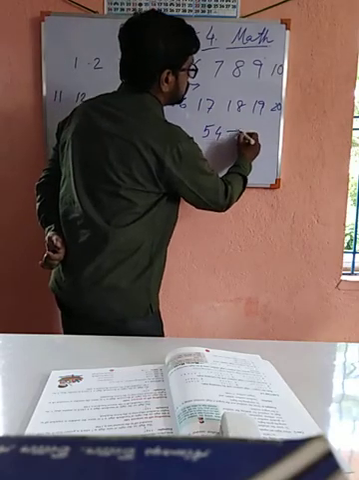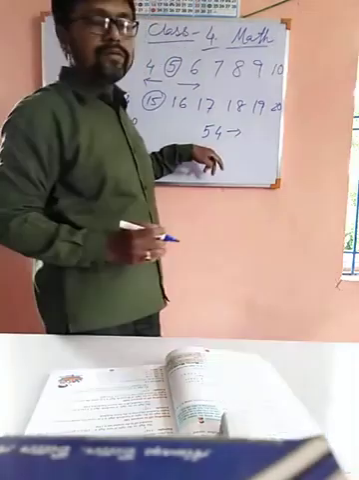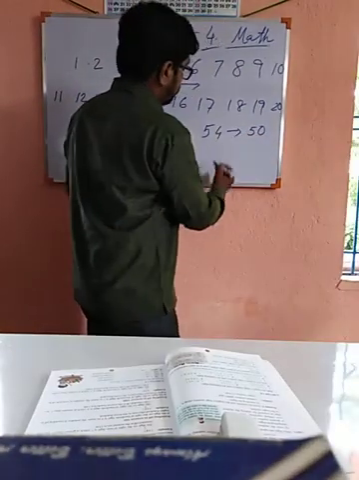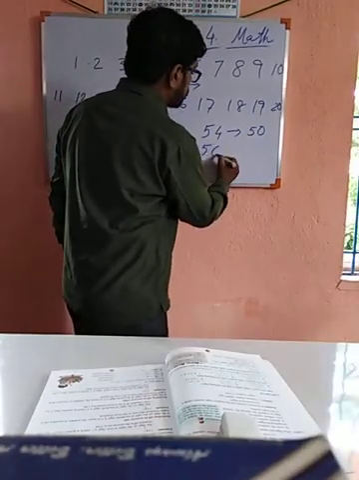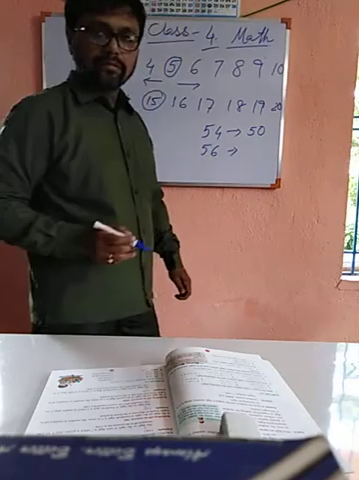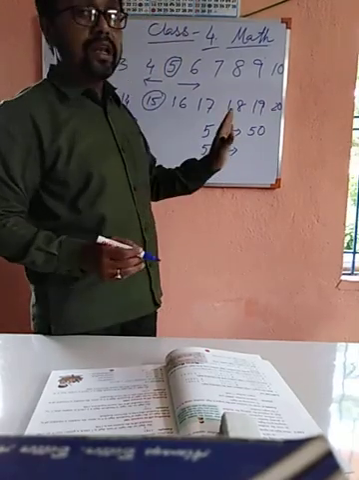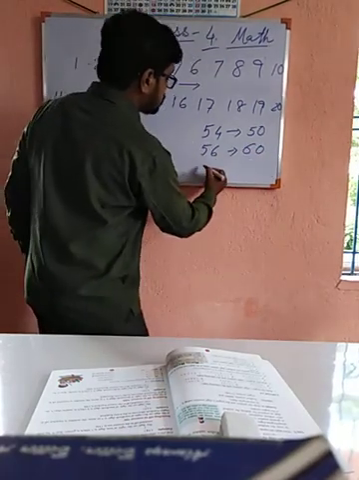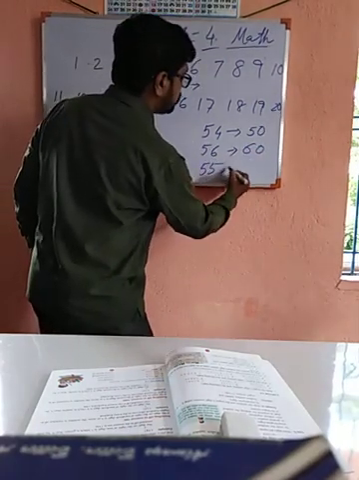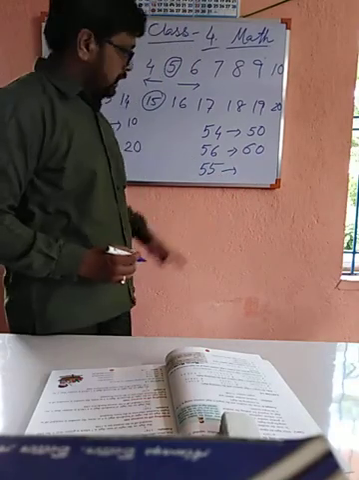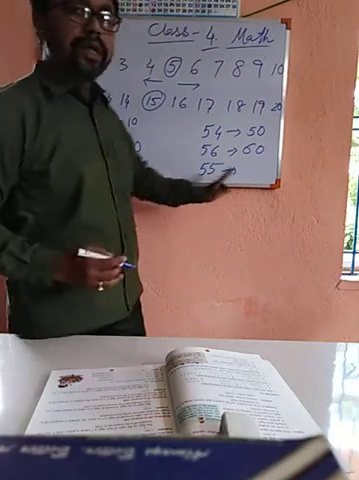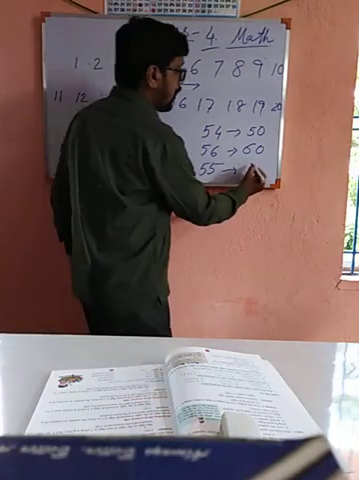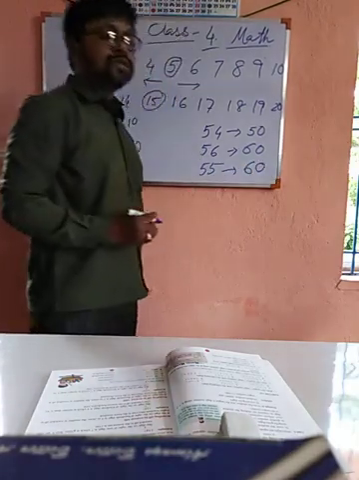One example more. 54, nearest 10, that will be 50. But if it is 56, the nearest 10 is 60. Now if it is 55, it can be 50, it can be 60, but every time we will write the highest number, that is 60.